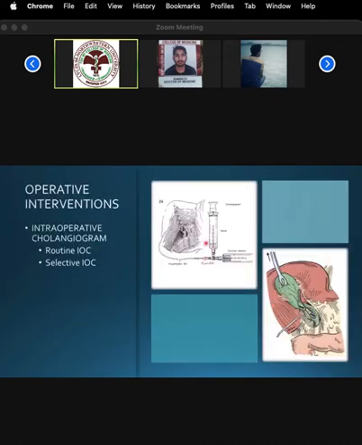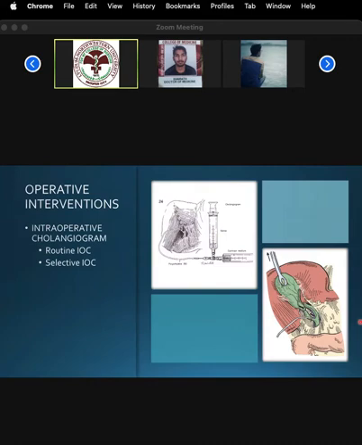Then we have intraoperative cholangiography. We insert a tube or feeding tube through the cystic duct into the common bile duct, and then inject contrast media down the tube into the common bile duct. This will help us assess the hepatobiliary tree. Routine IOC is done to identify common bile duct stones, which are found in about 7% of patients.